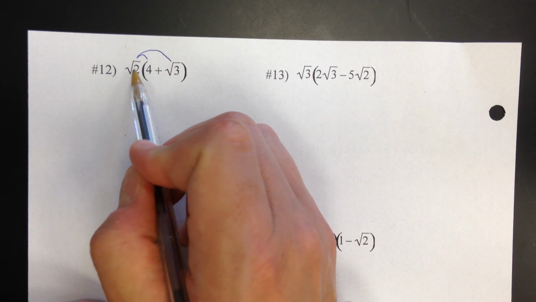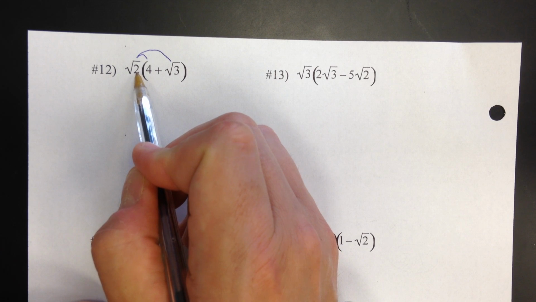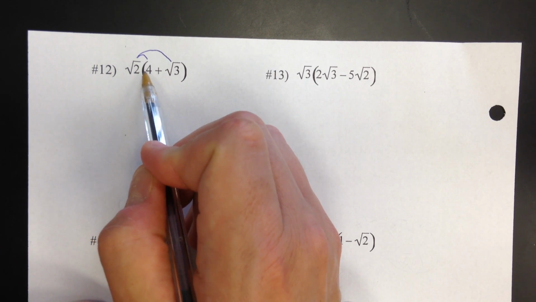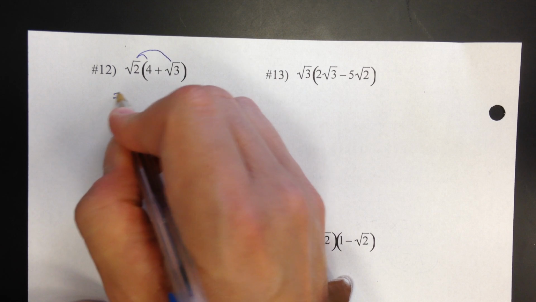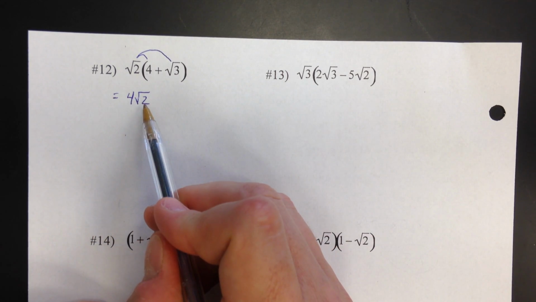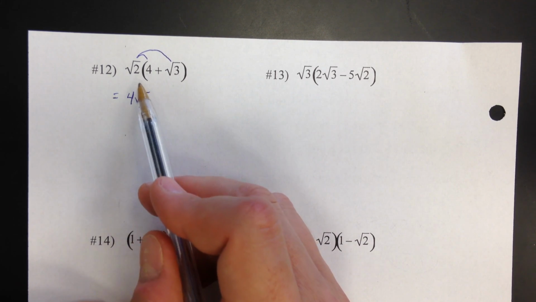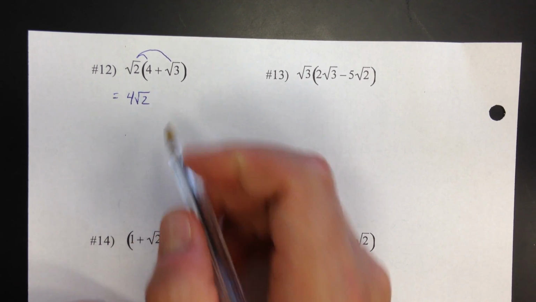So I'm going to do square root of 2 times 4. Now 4 is not under the radical. So when I write this, I'm going to put the 4 in front and then square root 2. That's 4 times square root 2. That's all I can do with that. It's not 8. It's not square root 8. It's just 4 square root 2.